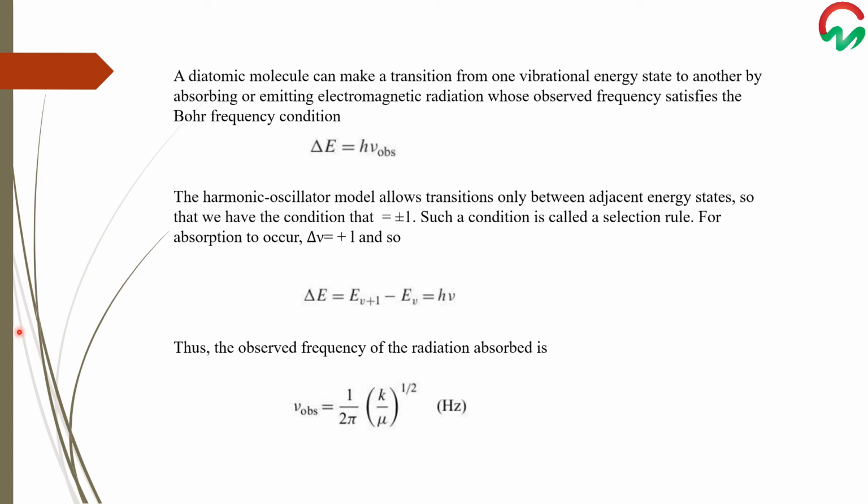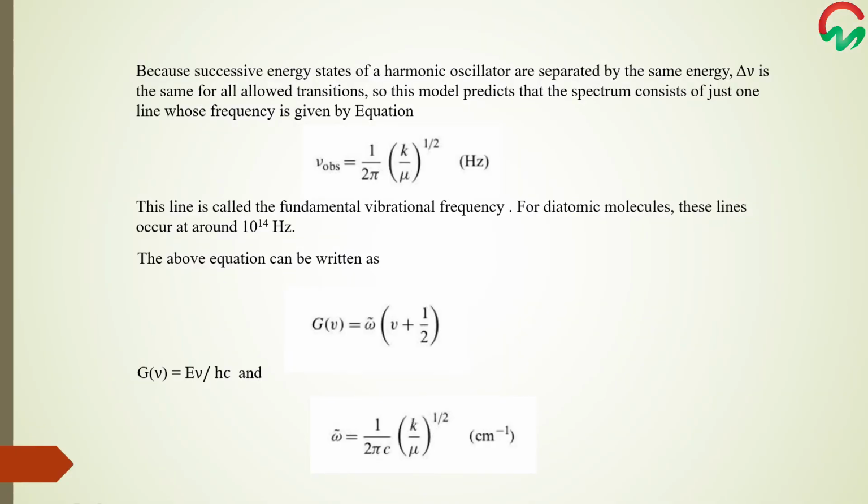So for absorption to occur, the selection rule here is delta v equals plus 1, and so delta E is equal to E_v+1 minus E_v, equal to h nu, and the observed frequency of the radiation absorbed will thus be nu absorbed equals 1 by 2 pi square root k by mu. Because the successive energy states of a harmonic oscillator are separated by the same energy, delta E is the same for all the allowed transitions.